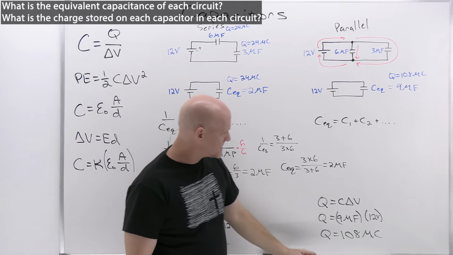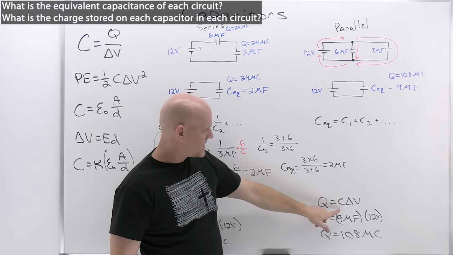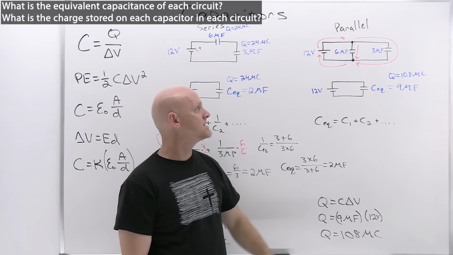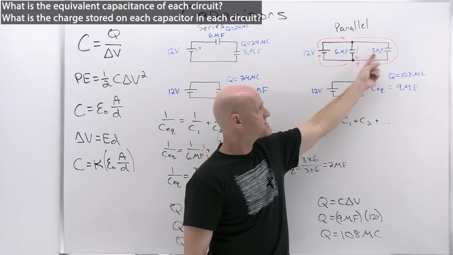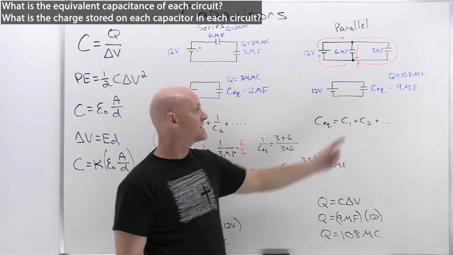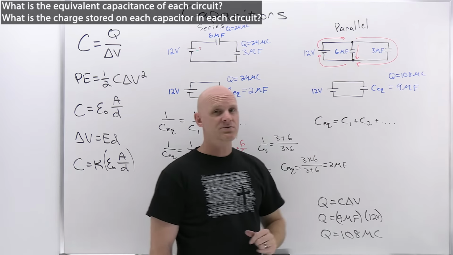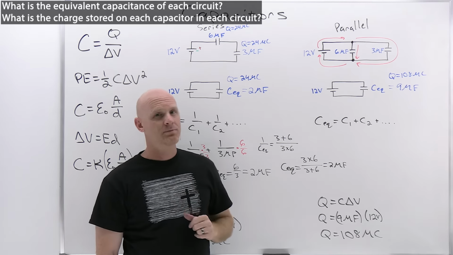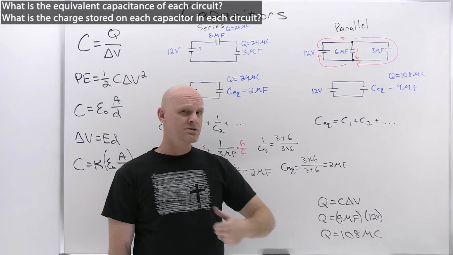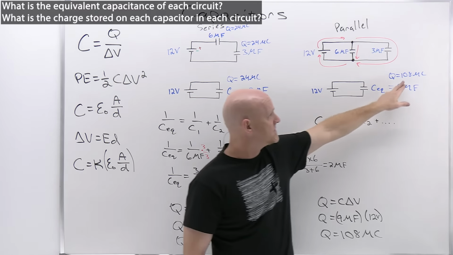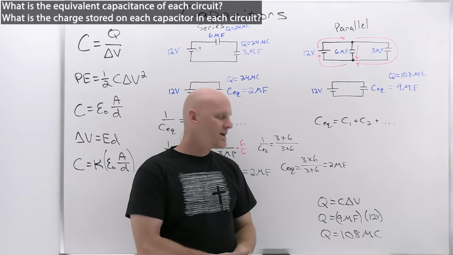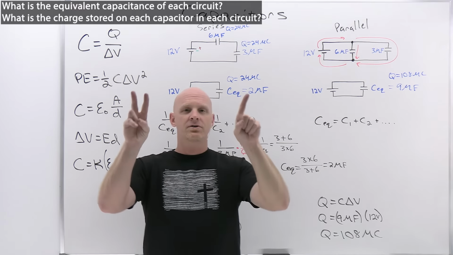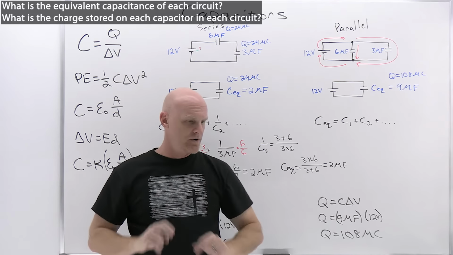So if the delta V is exactly the same, then Q is going to be proportional to C in that case. Well, this C is double this one, which means the Q is going to be double for this one as compared to this one. It's a 2-to-1 ratio of capacitances, so it's going to come out to be a 2-to-1 ratio of charge being stored as well. And so what we want to do here is take that 108 and break it up into 3 parts: 2 parts for one, 1 part to the other, and that way we get the 2-to-1 ratio.